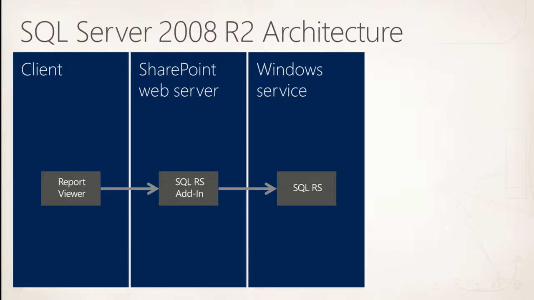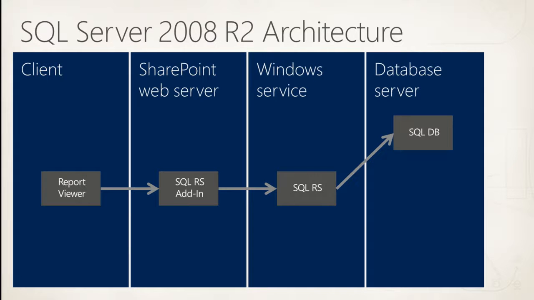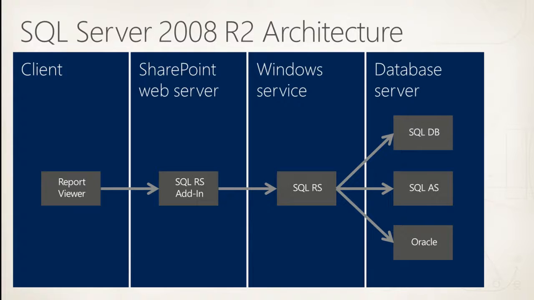And then the Reporting Services service will go and connect to your different data sources. So it connects to your SQL Server database. It could connect to SQL Analysis Services. It could connect to non-Microsoft data sources like an Oracle database. Whatever the report connects to. And those could be on yet another server.